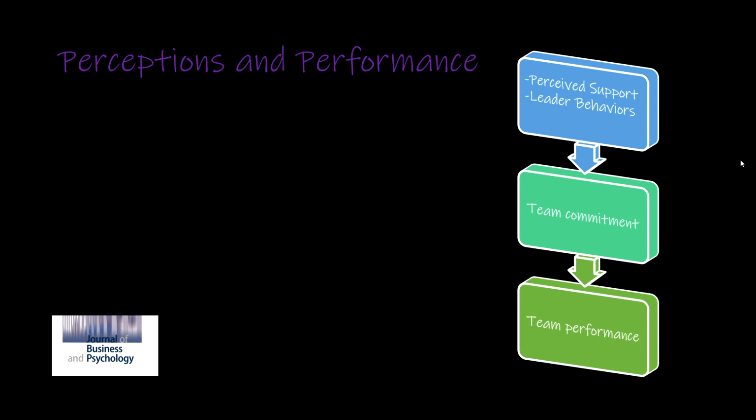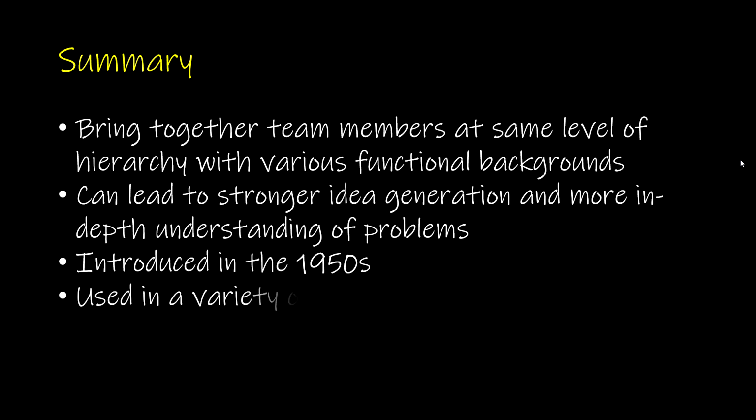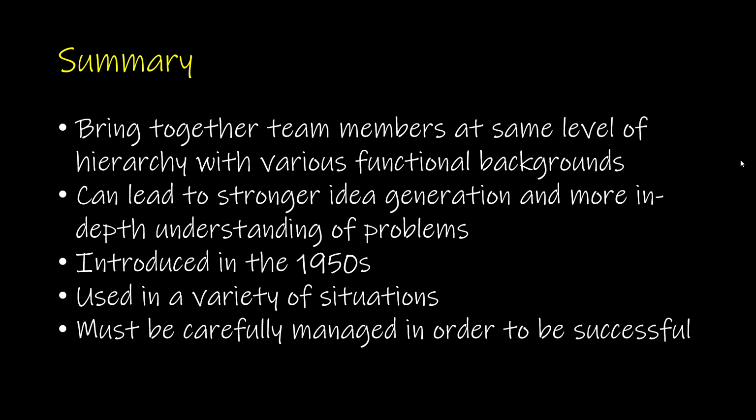So to summarize our lesson here on cross-functional teams, there's a few takeaways that I want to make sure that you've got here. First, cross-functional teams bring together team members of the same level of hierarchy with various functional backgrounds within an organization. Okay, they can lead to stronger idea generation and more in-depth understanding of problems because of the various perspectives that they bring. They were first introduced in the 1950s, and we really saw their growth in the 70s and 80s. Okay, they tend to be used in a variety of different situations, but they must be carefully managed in order to be successful.